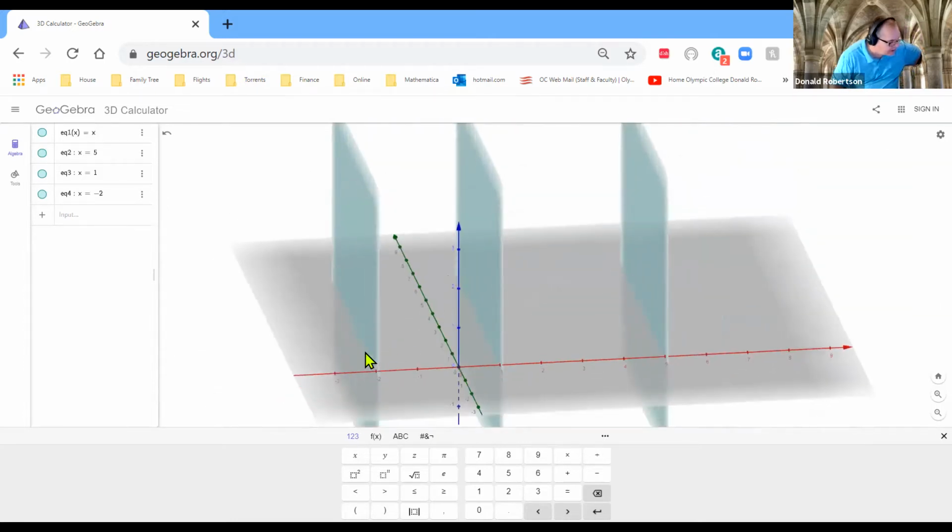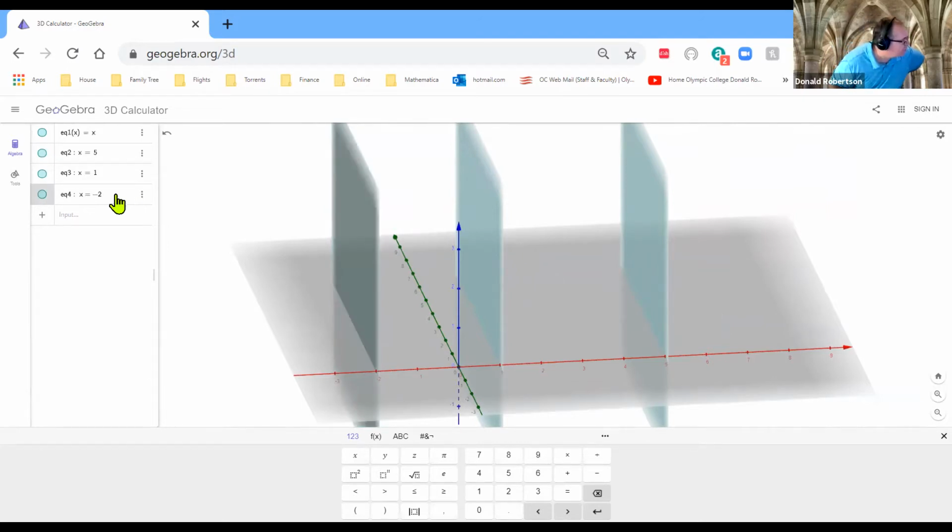The red line is the x-axis. So I'm just walking around the building and looking at it from a perspective. Can you see the vertical plane at x equals 5, the vertical plane at x equals 1, and the vertical plane at x equals -2? Isn't that kind of cool? That you don't need to draw it, you can visualize it.